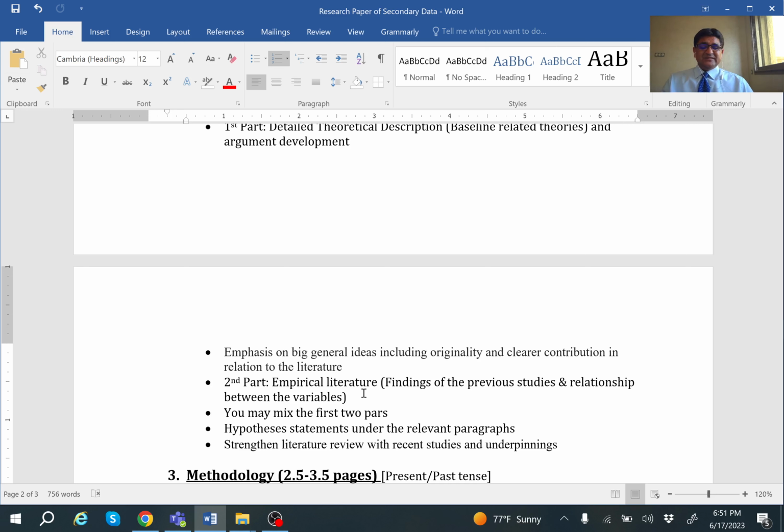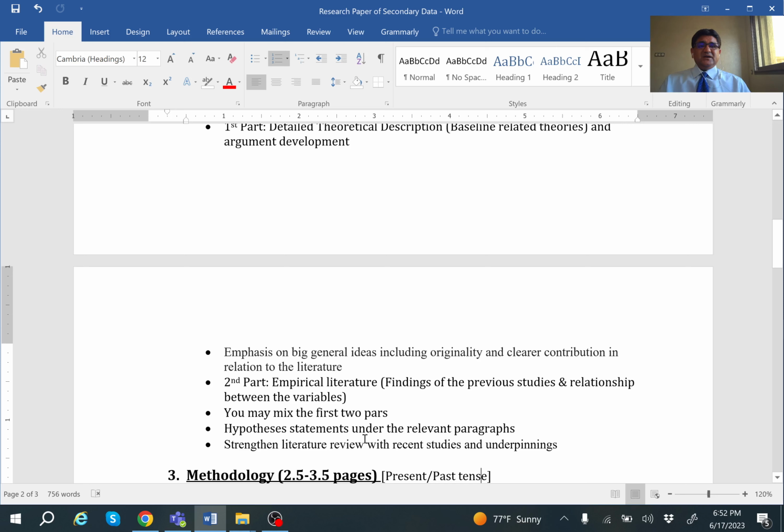You have already done the literature, but here we normally need to provide support with the literature, and we need to keep recent studies in our work. Then you have to develop the hypothesis statements under the relevant paragraphs.